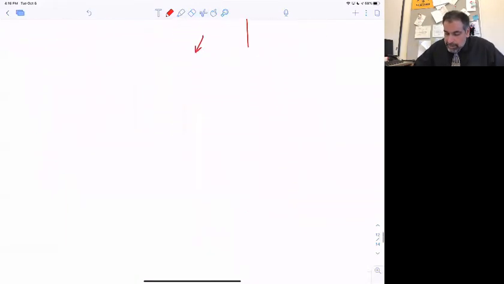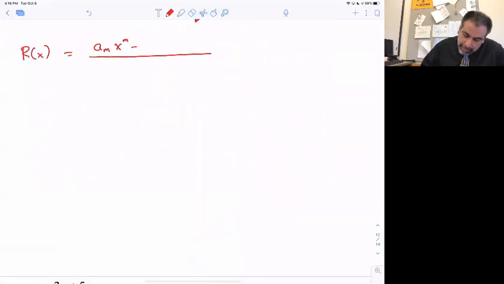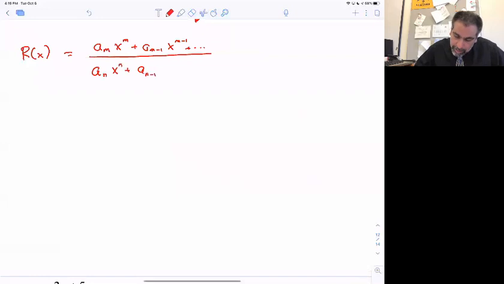So I want to summarize this for you guys. If you have a rational function where the polynomial on top is a_m x to the m plus a_(m-1) x to the m minus 1 plus dot, dot, dot. You remember this from our polynomial definition. And you've got a function on the bottom that is b_n x to the n plus b_(n-1) x to the n minus 1 plus dot, dot, dot.